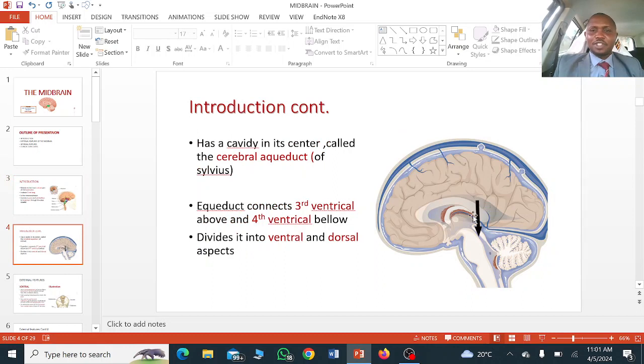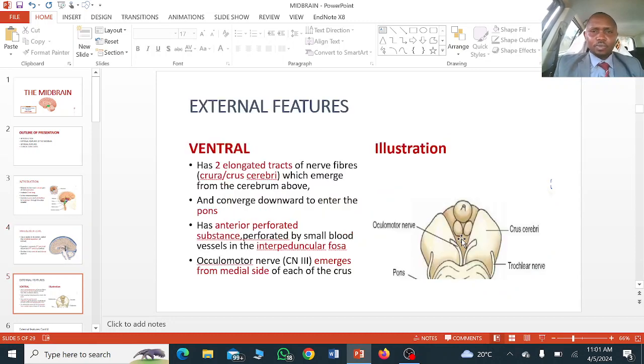It has a cavity in its midline, and this cavity is the cerebral aqueduct of Sylvius, which connects the third ventricle and the fourth ventricle over here, and it divides the midbrain into the posterior part and the anterior part, as we can see here in the illustration.